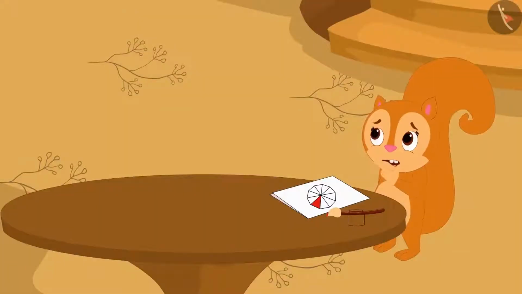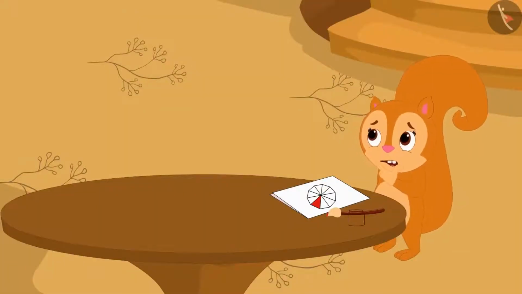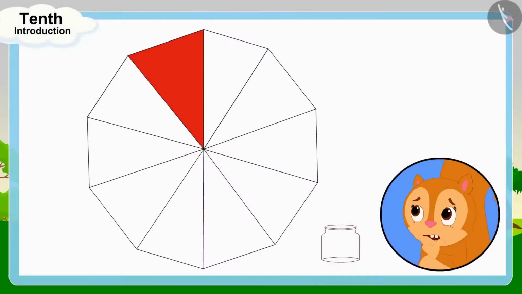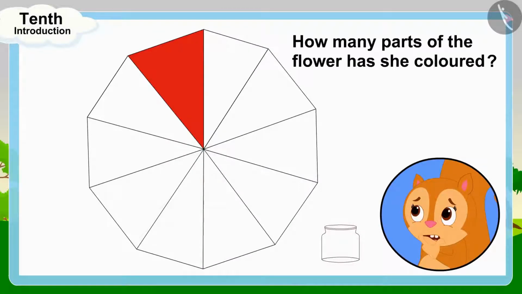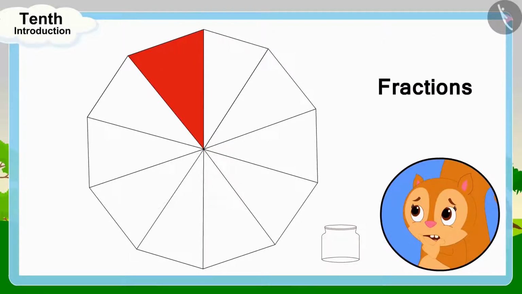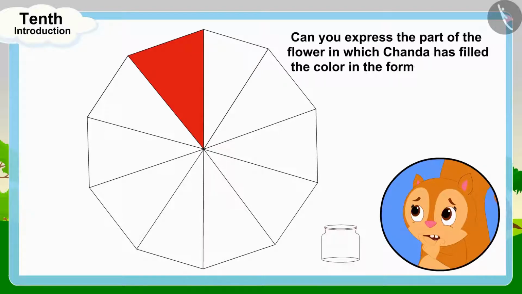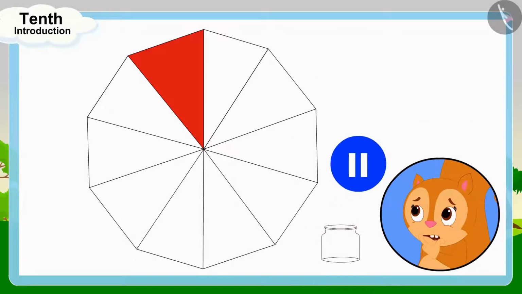Oh no! I have only painted one petal so far and the color is over. Chanda thought nervously. Now Chanda is thinking, how many parts of the flower has she colored? Children, do you remember fractions? Can you express the part of the flower in which Chanda has filled the color in the form of a fraction? If you wish to, you may stop the video and find the answer.